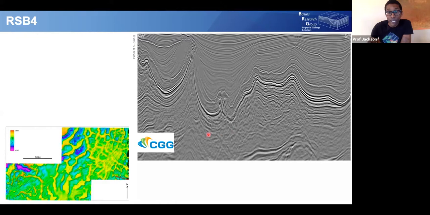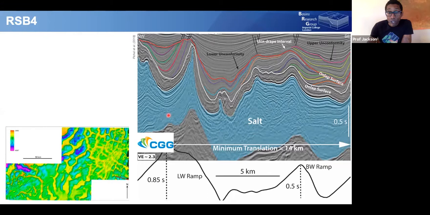Here's the uninterpreted seismic profile. Here's the interpreted profile. Salt is in blue. There's the reconstructed base salt relief shown here at the bottom in this black line. So we've got two major seaward dipping base salt ramps of several hundreds of meters relief.